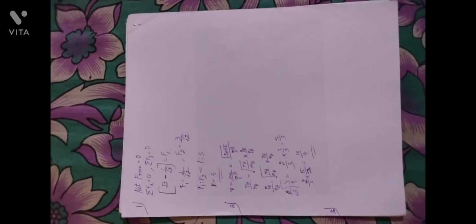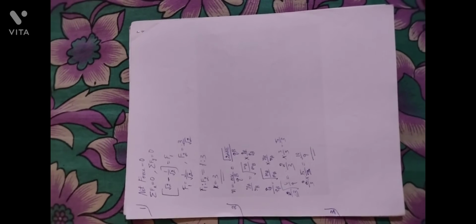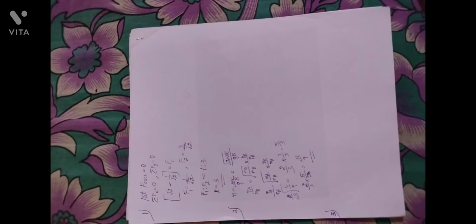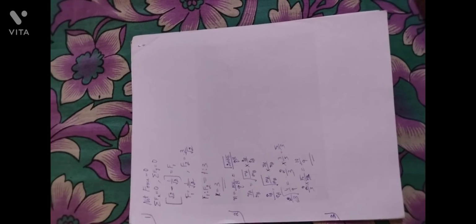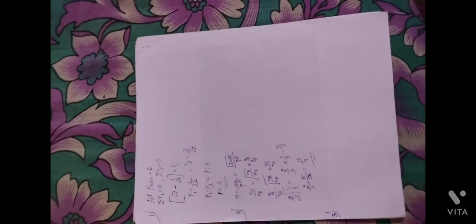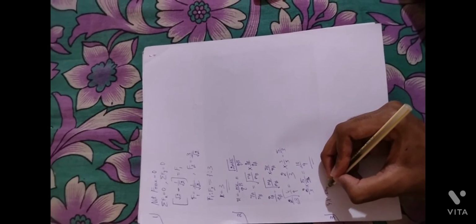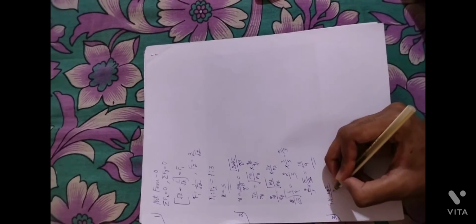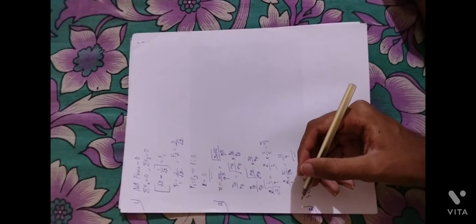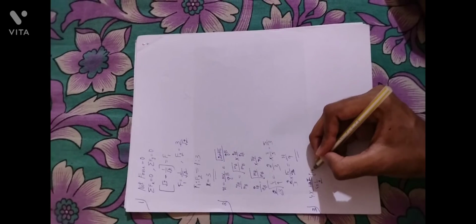What they have given is a square loop of side length l placed at the center of another square loop of side length L. We have to find the mutual inductance of the loop. If I is the current flowing inside the bigger conducting loop, then the magnetic field at the center of the bigger loop will be 4 into mu naught I by 4 by L by 2, into root 2.